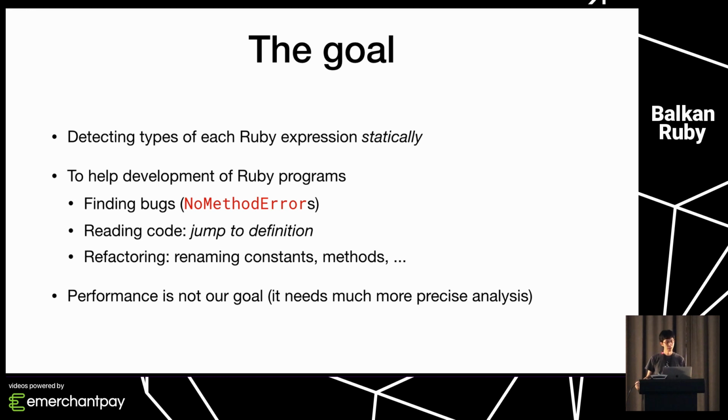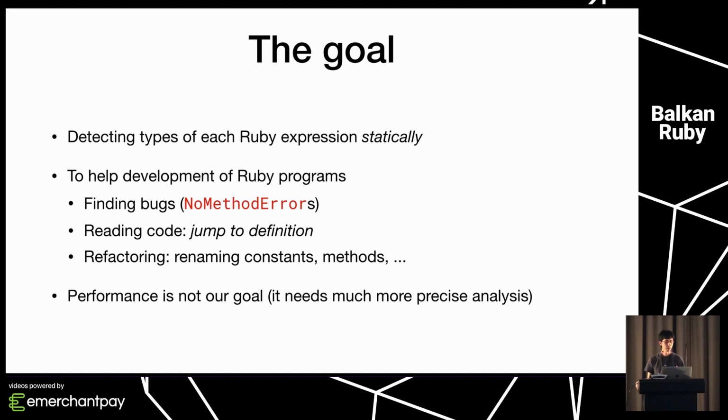The first thing I have to explain is the goal of the project. We develop a type checker which detects the type of each Ruby expression, and it should be done without execution. The goal of the type checker is to help the development of Ruby programs. It will find some kinds of bugs, including NoMethodErrors or some argument errors. It also helps with reading the code.